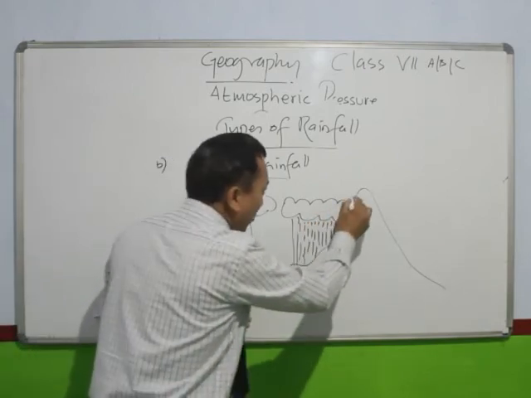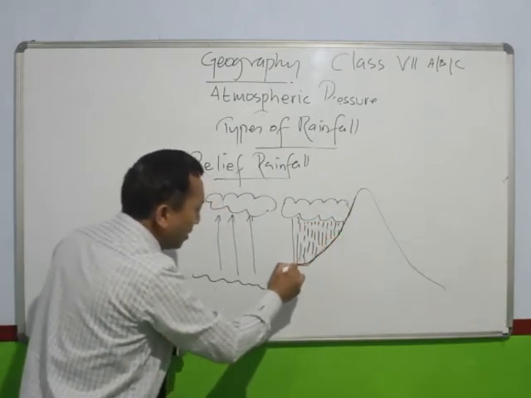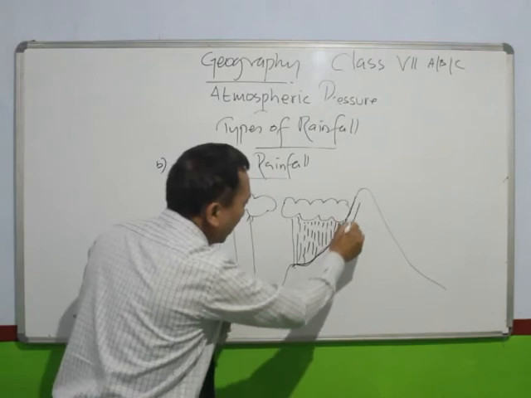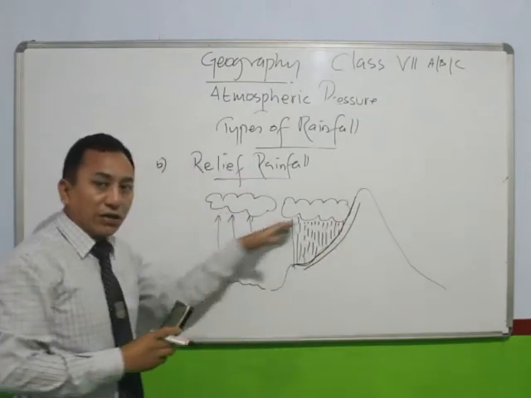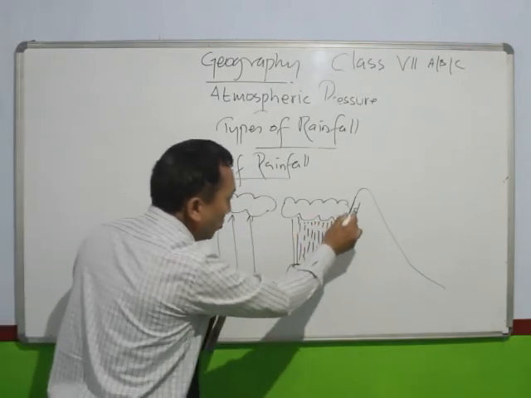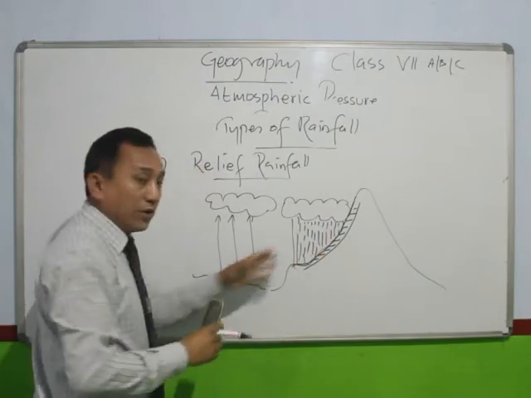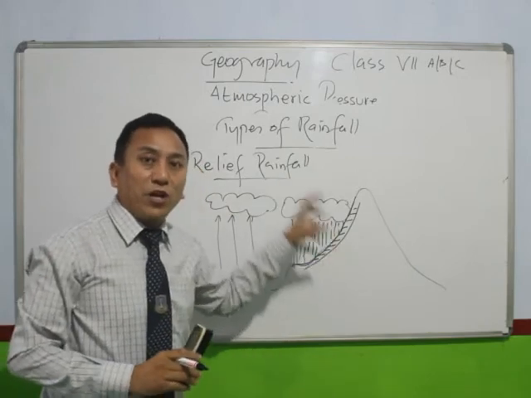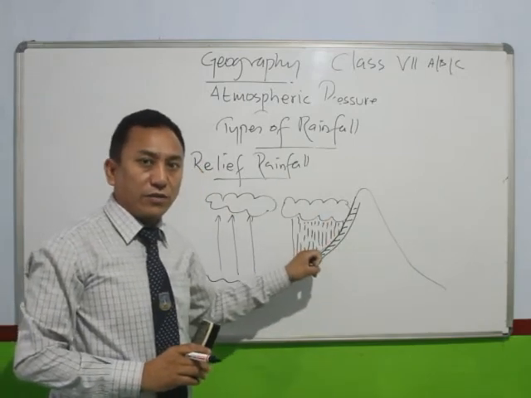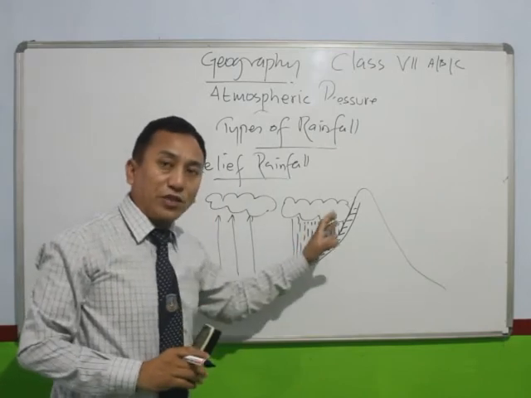And the maximum amount of rainfall is received on the windward side. The side that faces the ocean is called the windward side. This is the side where maximum rainfall occurs, because it's directly facing the winds.